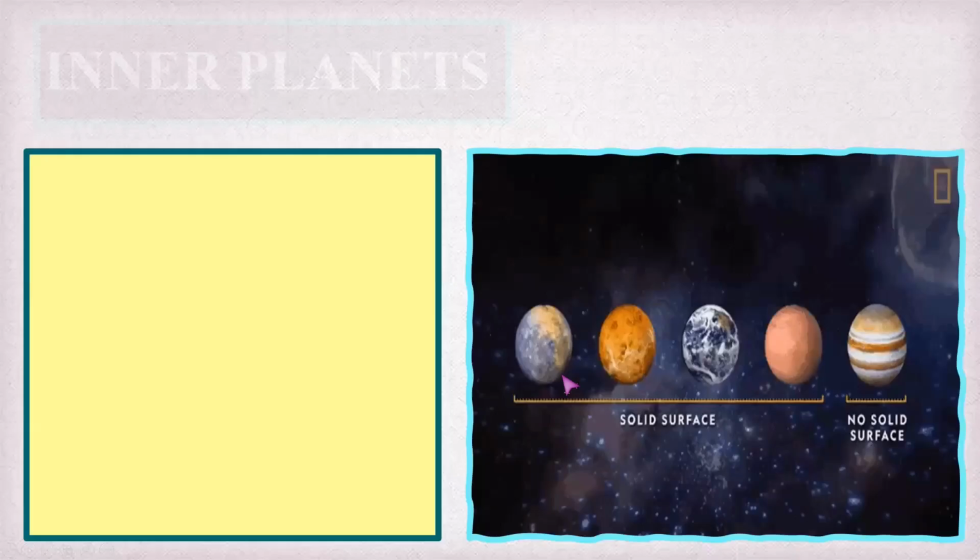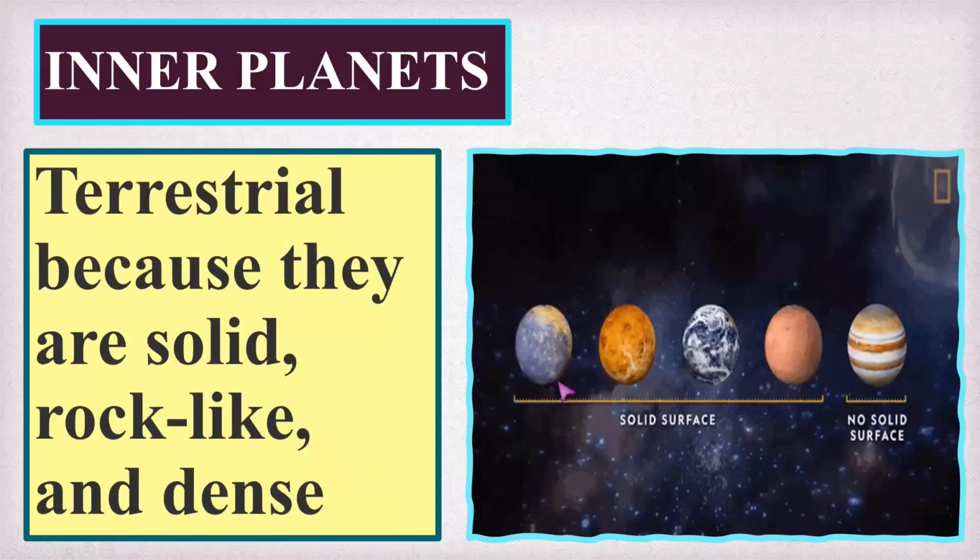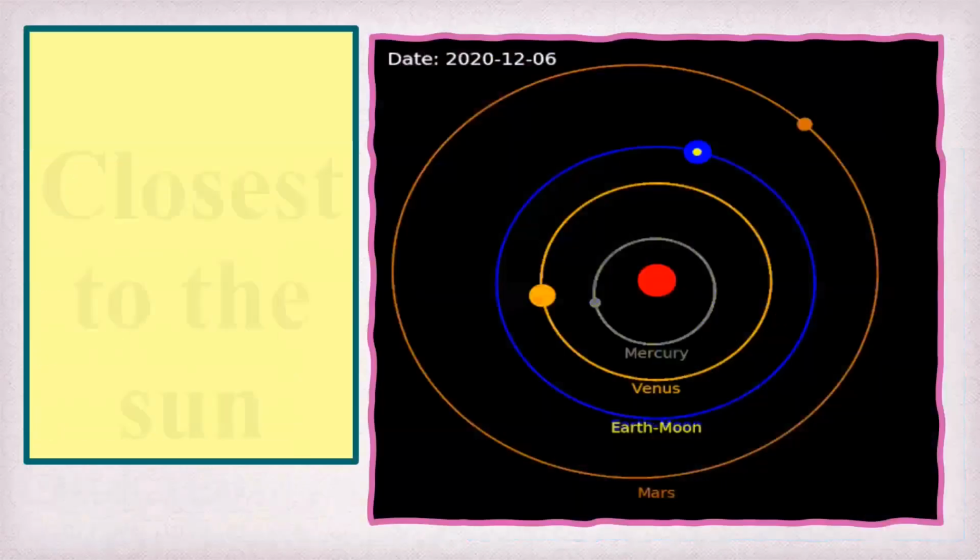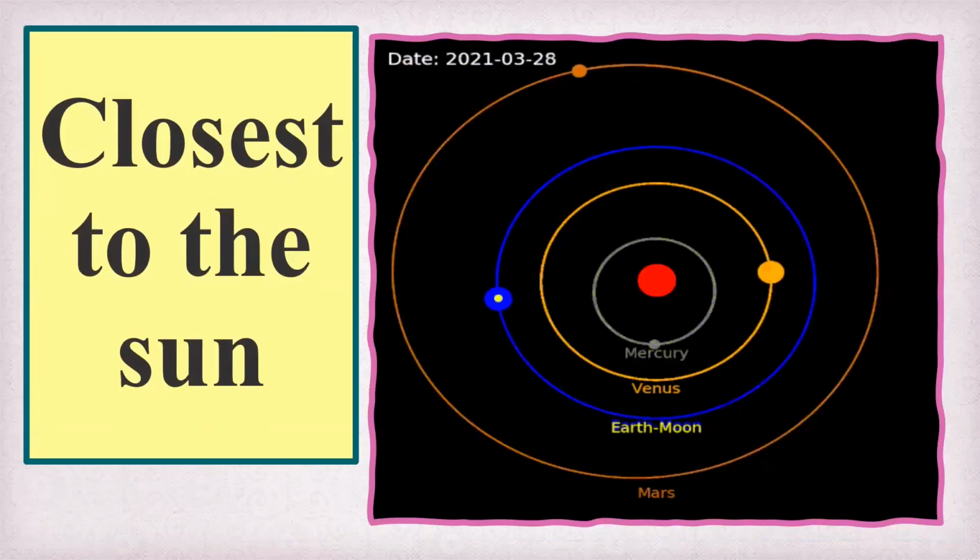Among the different kinds of planets, let's begin with the inner planets. They are called terrestrial planets because they are rocky planets. They have solid surfaces and they have a relatively thin atmosphere. The inner planets in our solar system include Mercury, Venus, Earth, and Mars. Looking at how they revolve around the Sun, their orbits are considered to be closest to the Sun.